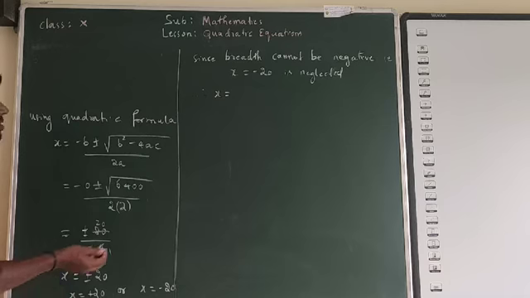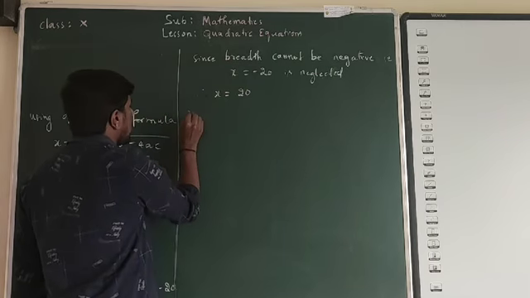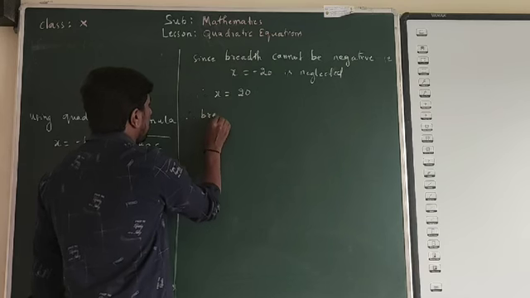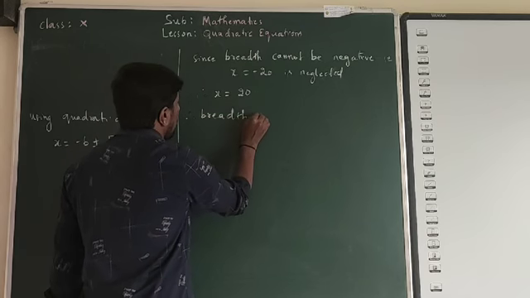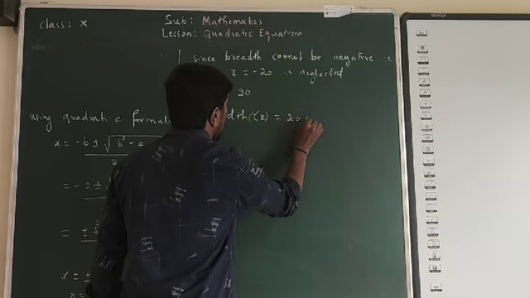So what is the remaining value? x is equal to 20. So that will be the possible value, x is equal to 20. Which means that therefore breadth we have taken as x, which is equal to 20 meter.